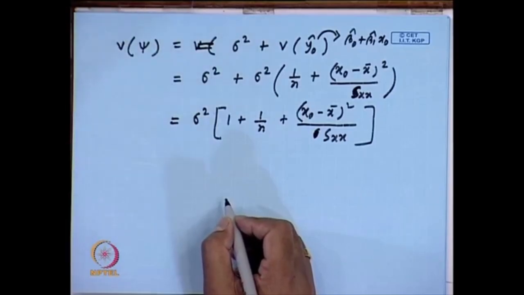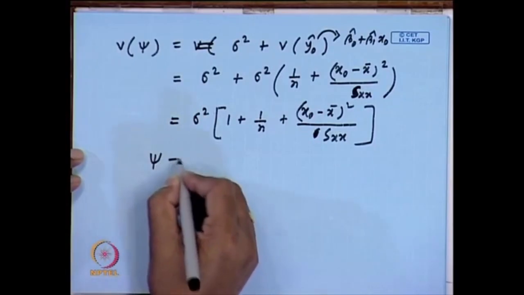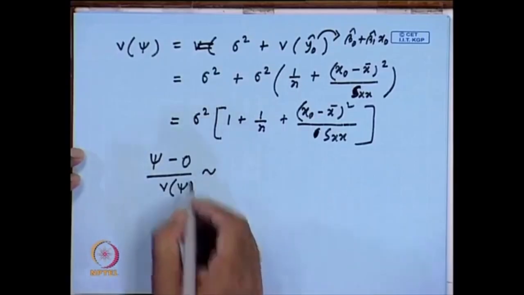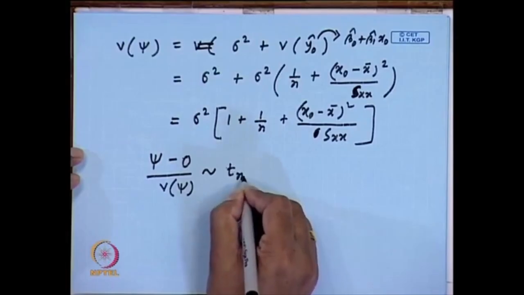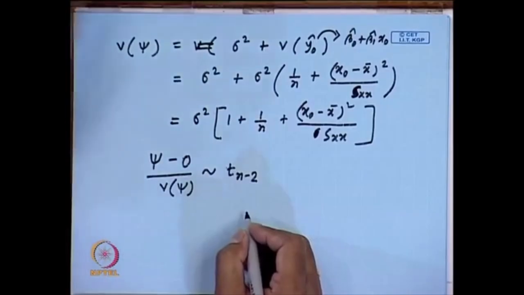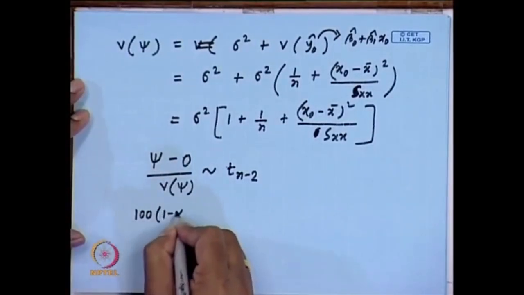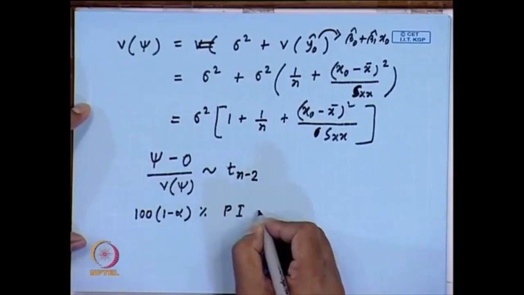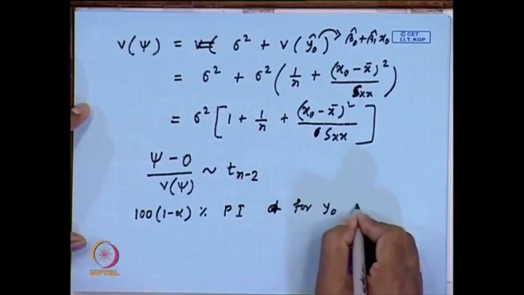We know that the sampling distribution of psi minus the expectation of psi, which is 0, divided by the standard deviation of psi, follows a normal distribution. But if you replace sigma square in the variance of psi by MS residual, then this follows a t distribution with n minus 2 degrees of freedom. So from here we get the 100 into 1 minus alpha percent prediction interval for y naught.